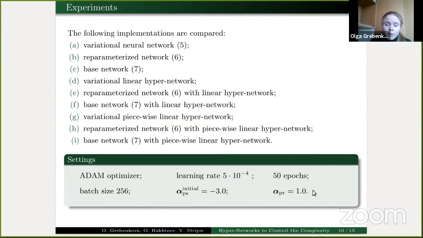And furthermore, we compare the same networks, but with linear and piecewise linear hypernetwork. For all experiments, we use the Adam optimizer with the learning rate shown on the slide. We train models for 50 epochs, and the mini-batch size is set to 256. For the logarithm of the variance of the variational distribution and its initialization, we use -3, and as the prior variance, we use 1.0.